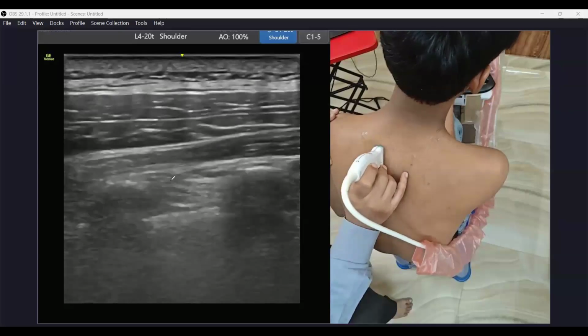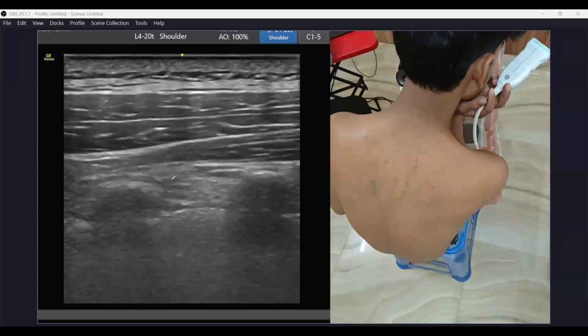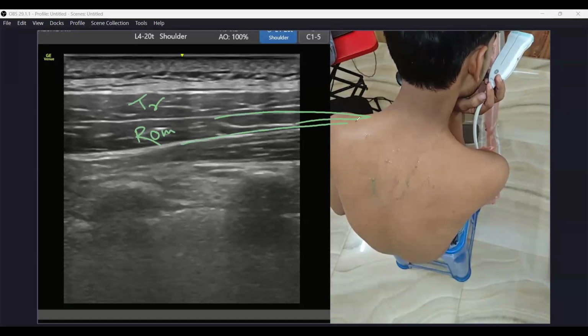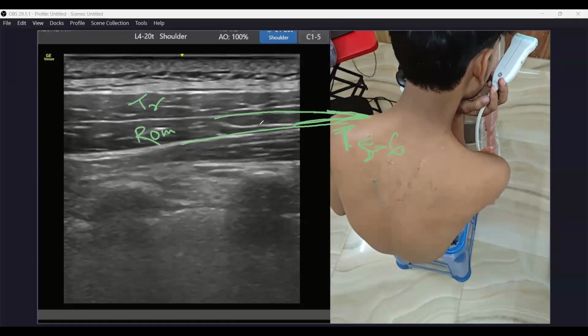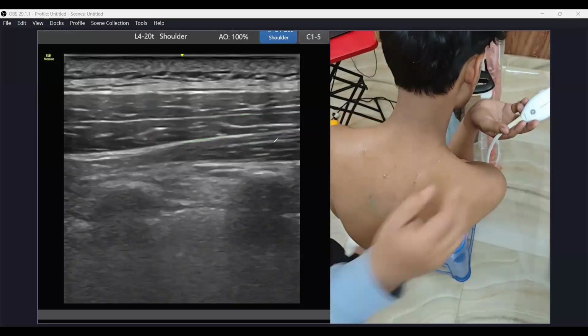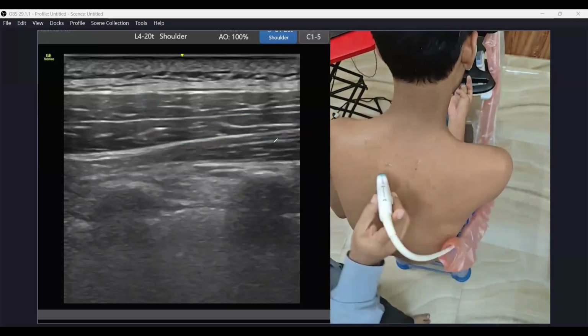Just freeze. So this is trapezius, this is rhomboids. Okay, rhomboids actually are over by around T5, T6 level, where we see it is vanishing. Okay, so this is rhomboids and this is the erector spinae. If you want to see the erector spinae now, specifically which muscle is what, then see.